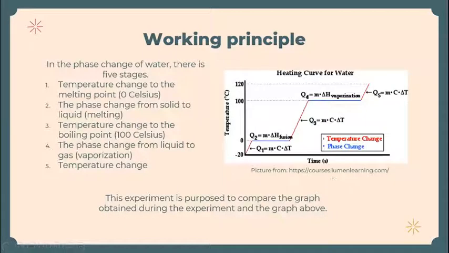And here is the working principle of the phase change. In the phase change of water, there are 5 stages. Stage 1: the temperature changes from the ice temperature to 0 Celsius, which is the melting point of water. Then stage 2: the phase change from solid to liquid, or the water is melting. Then in stage 3, the temperature changes to 100 Celsius, the boiling point of water.